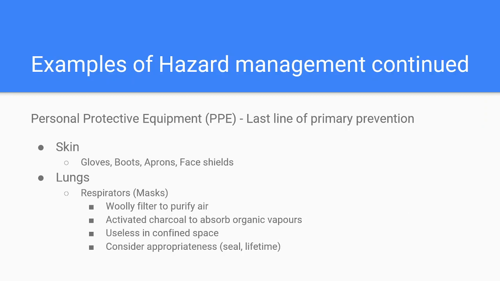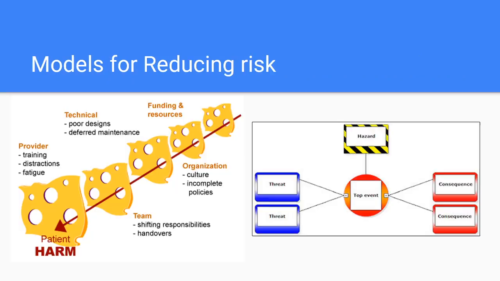So PPE is the last line of primary prevention, which is what I mentioned before, and these are some examples. In terms of respirators, which you might be asked about, there are two types of filters. One is a woolly filter, and that catches the particles to purify the air. The other is activated charcoal, and that absorbs organic vapors. They are useless in confined spaces, so you never want to recommend it to someone who's working in a water tank or something. And you need to consider whether it's appropriate for a person: if they have a huge beard, you won't be able to form a tight seal. And if it's disposable, you want to make sure that people aren't reusing the same mask.